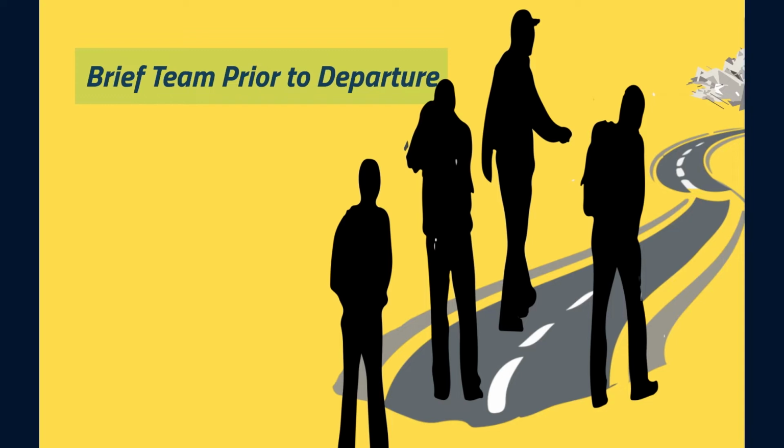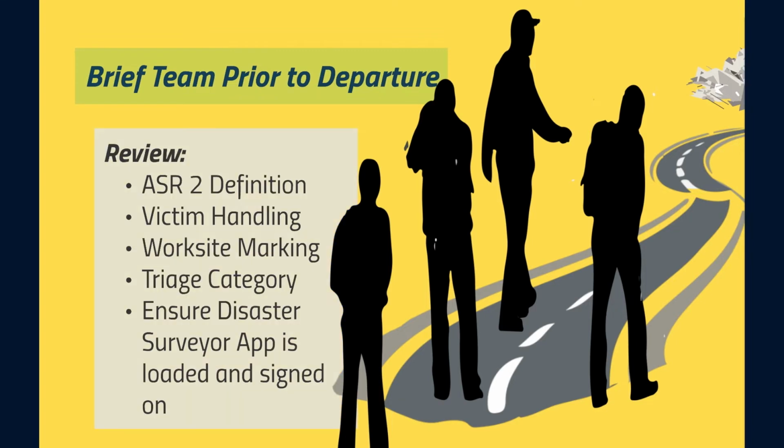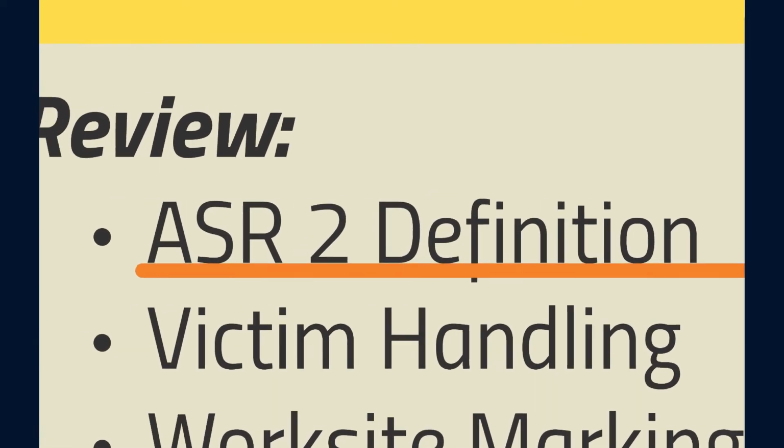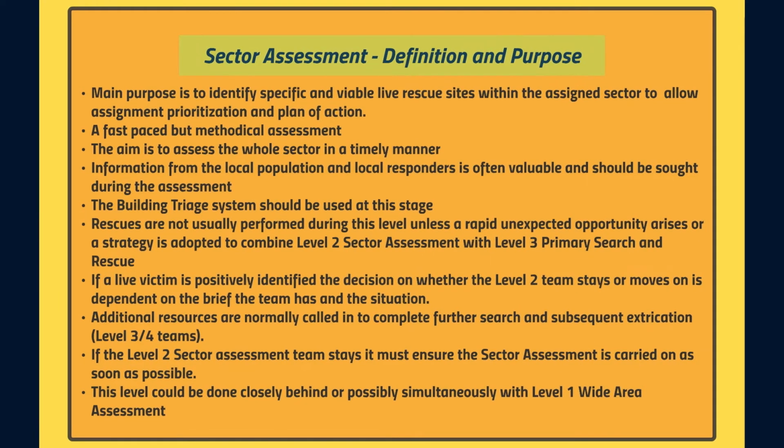Prior to departing, you're going to brief your team. Here are things you want to review real quick before departing on ASR2. We have a definition of that. Like I said, the main purpose is to identify specific viable live rescue sites. You want to be able to prioritize. That's what the A through F is. We'll get into that a little bit later.